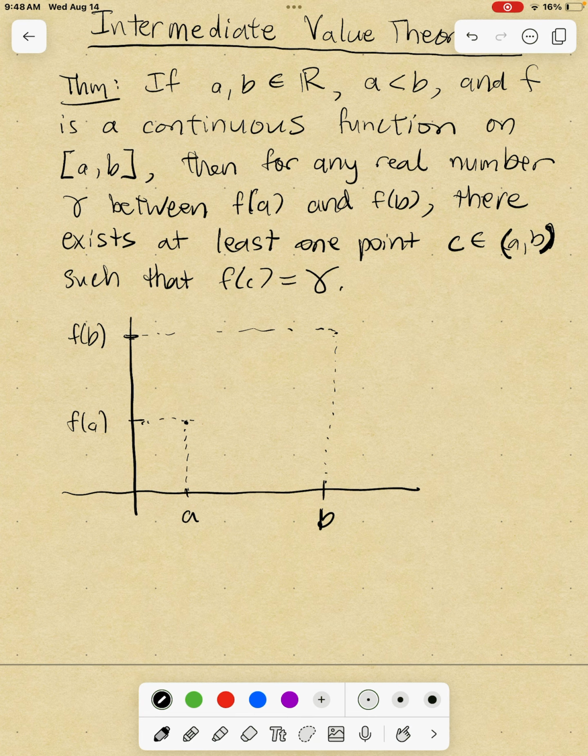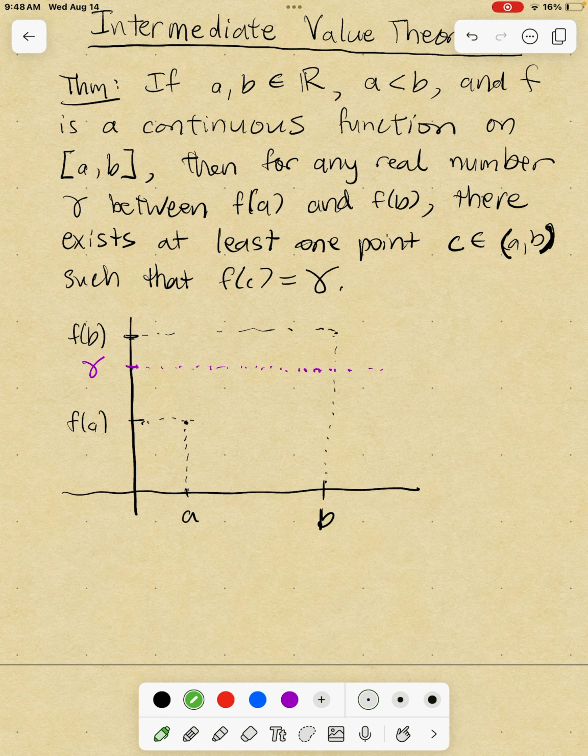So it says for any real number gamma between f of a and f of b. So gamma is some number in between. Let's say it's here. Okay, so here's y equals gamma. Then there must be at least one point c such that f of c equals gamma. In other words, there's some c in between a and b such that when you plug it in, you get gamma.